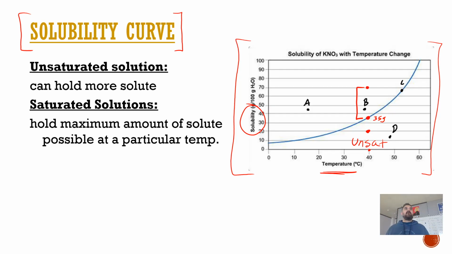In our last example, we talked about if we put 70 grams, 35 grams will dissolve, and then 35 are going to fall to the bottom. So if I put in 70 grams, what kind of solution did I make? I made a saturated solution. So anything on the line or above is going to be a saturated solution. Below the line is going to be unsaturated. On the line is going to be saturated.